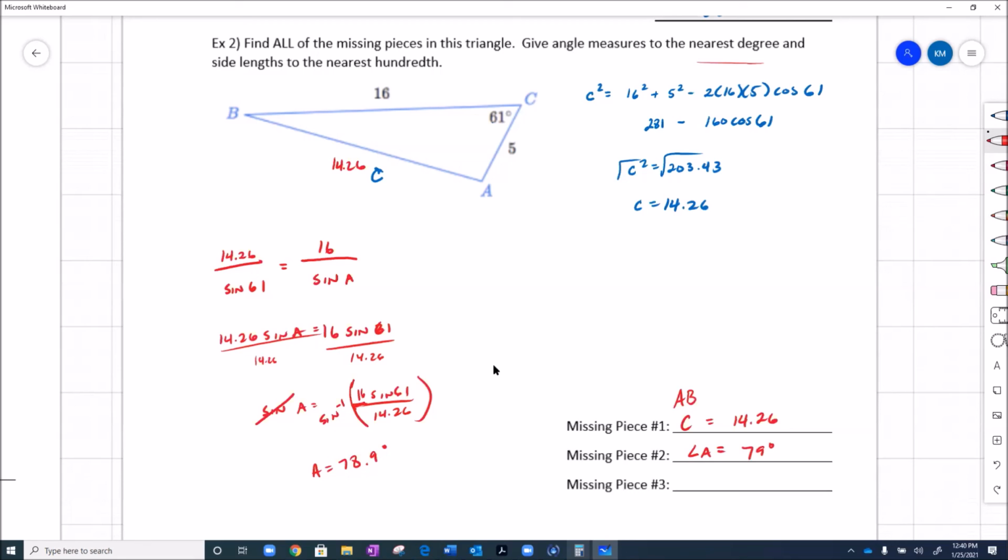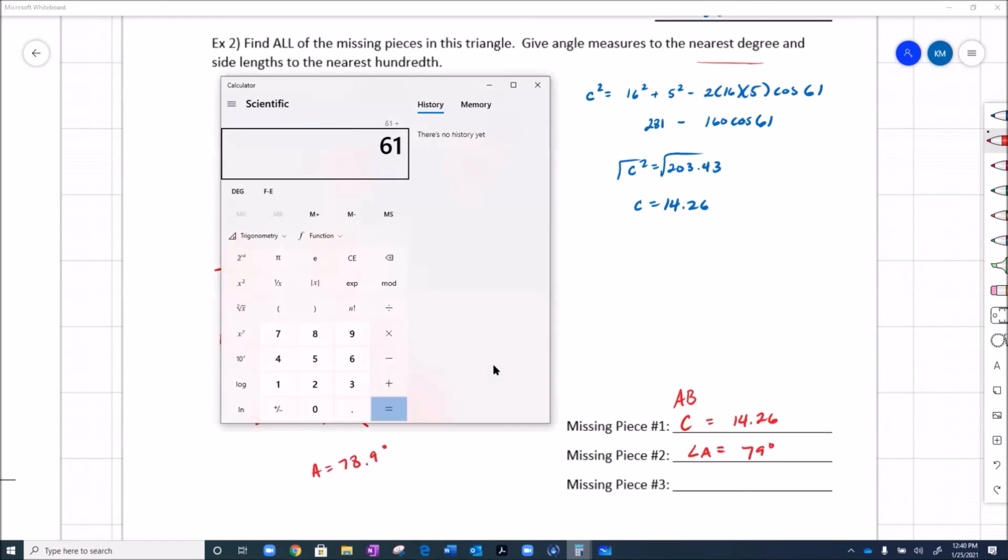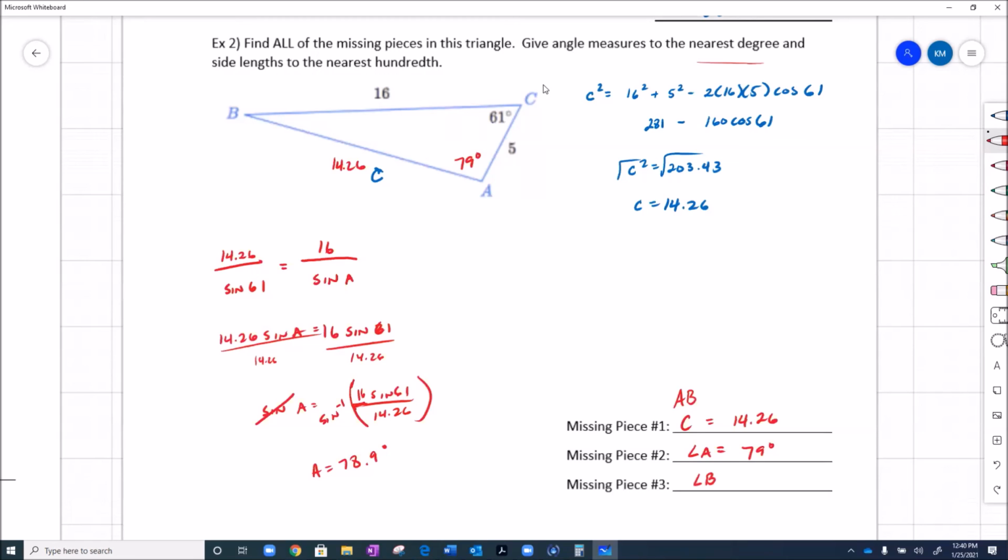And since we know that this is 79, and we know that it's a triangle, it has to add up to 180, I can do 61 plus 79. And that gives me 140, so that must mean that angle B is 40. All right, so there we go. Using law of cosines, we should now be able to use right triangle trig, law of sines, and law of cosines to solve our missing information in any triangle.